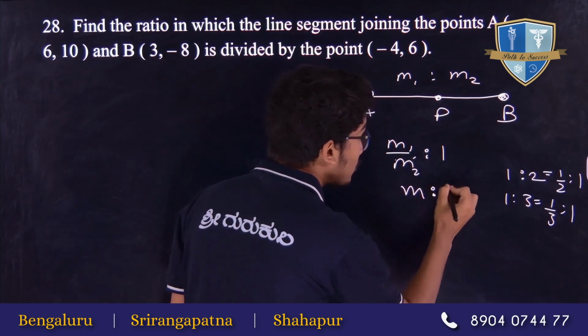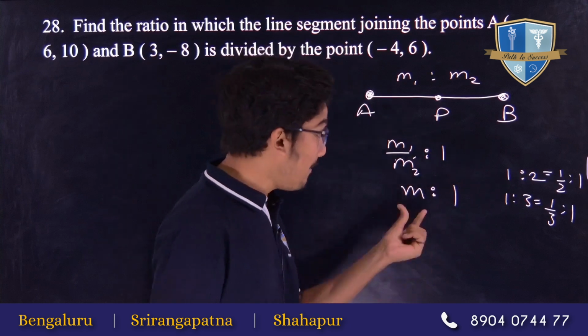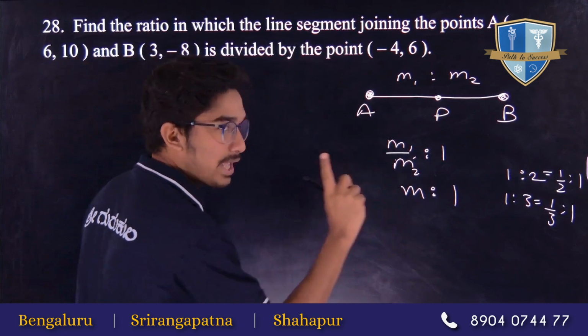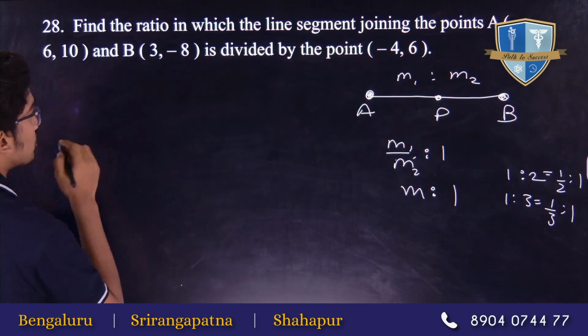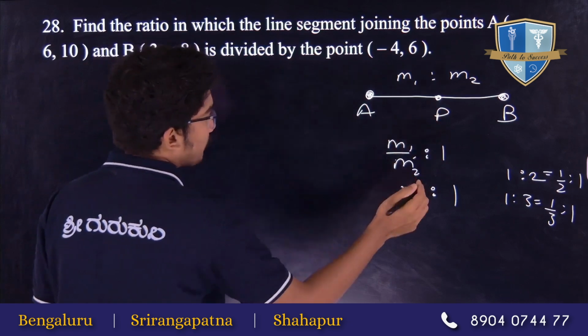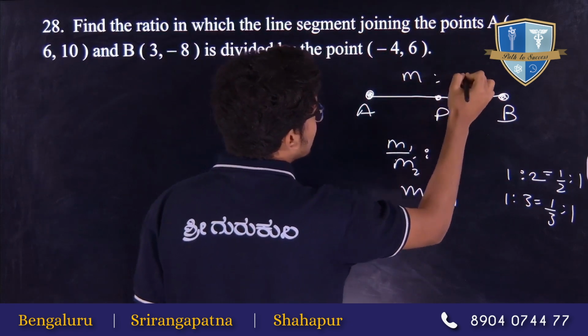So P is dividing A and B in the ratio M:1, and M is the ratio in which it is dividing A and B. Now we have only one unknown, so we can solve with only one equation. Now we have only M:1, right? So this is M and this is 1.